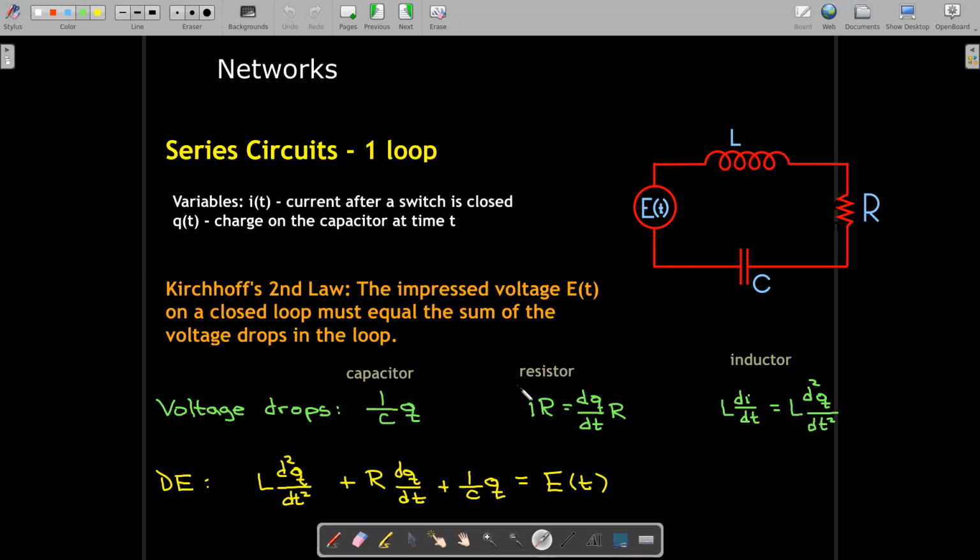All right, our second application has to do with series circuits. We looked at the case where we had only one loop. We used Kirchhoff's second law, which says the impressed voltage on a closed loop has to equal the sum of the voltage drops in the loop. And we had expressions for those voltage drops for a capacitor, a resistor, and an inductor.